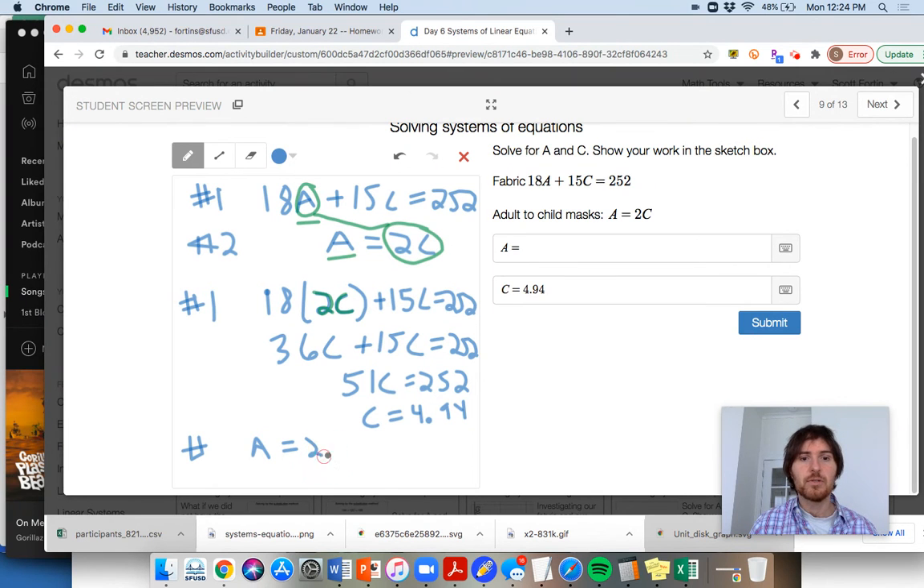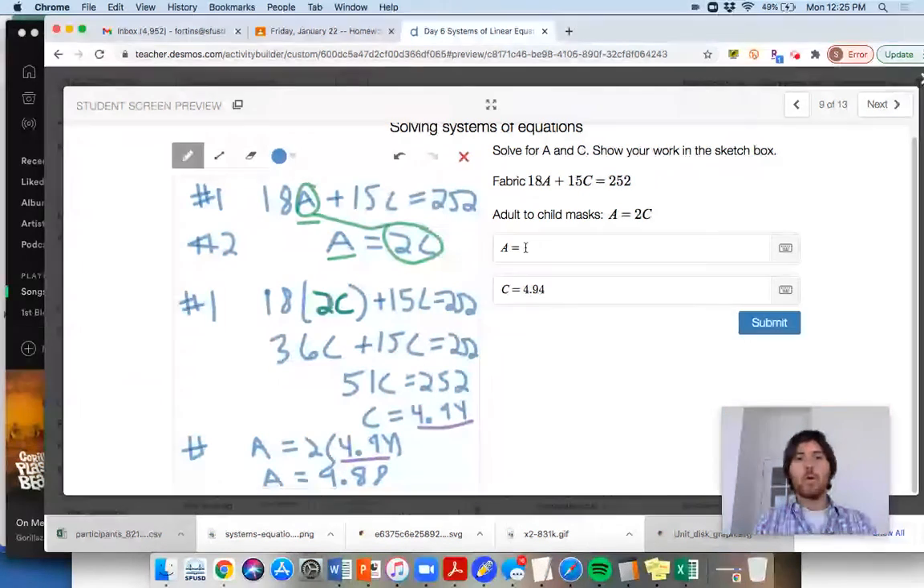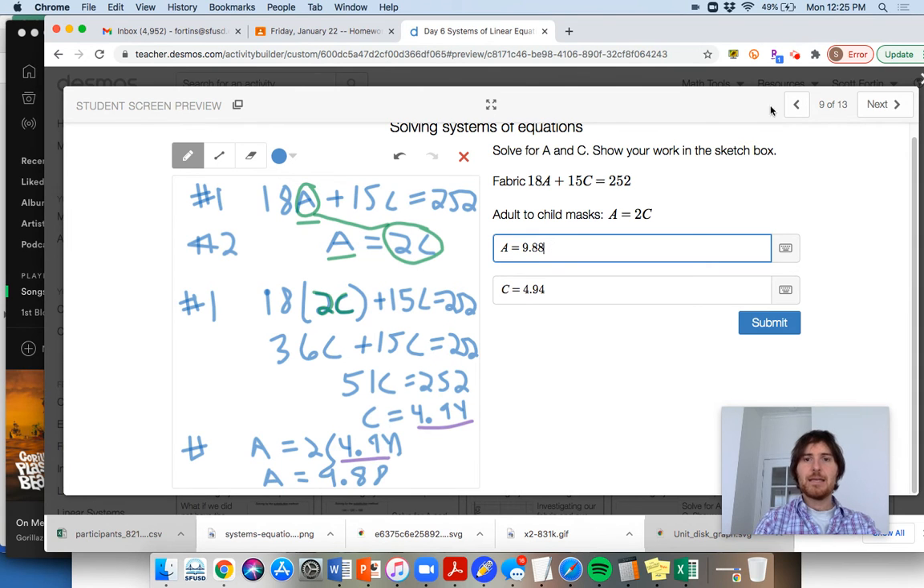A equals 2 times 4.94. I got that because I already knew what C was, put it in right here. So now I just got to do A equals 2C, so A equals 2 times 4.94. I can maybe do that in my head. Okay, so that's going to be 9.88. So my solution to this system is 4.94, 9.88. So that means that's where those two will intersect.